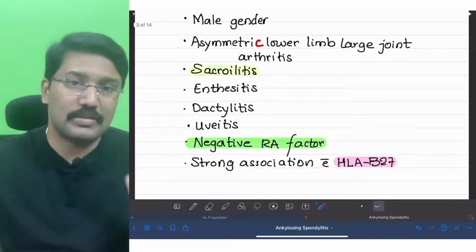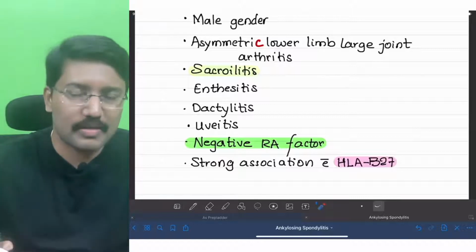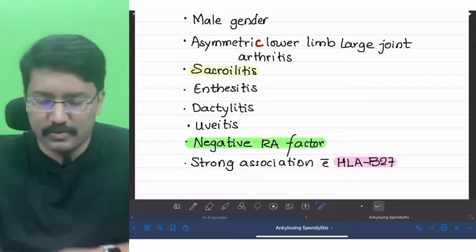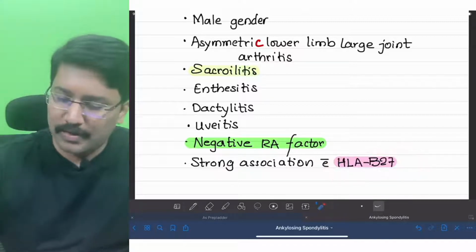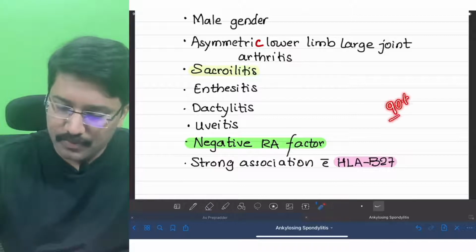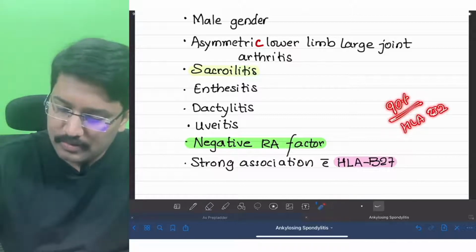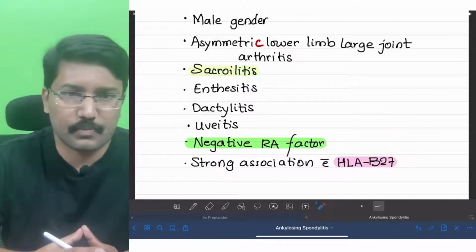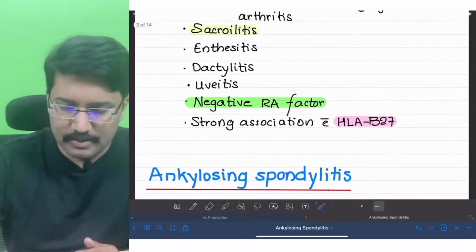Now coming to the most important feature that they share: all of these conditions have a tendency to occur in patients who are HLA-B27 positive, right? In fact, if you talk about ankylosing spondylitis, 90% of the patients are positive for HLA-B27. Okay, that is about the genetic association.